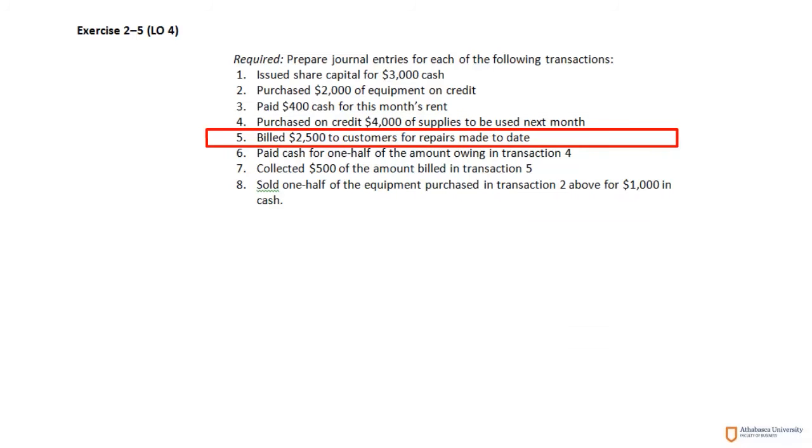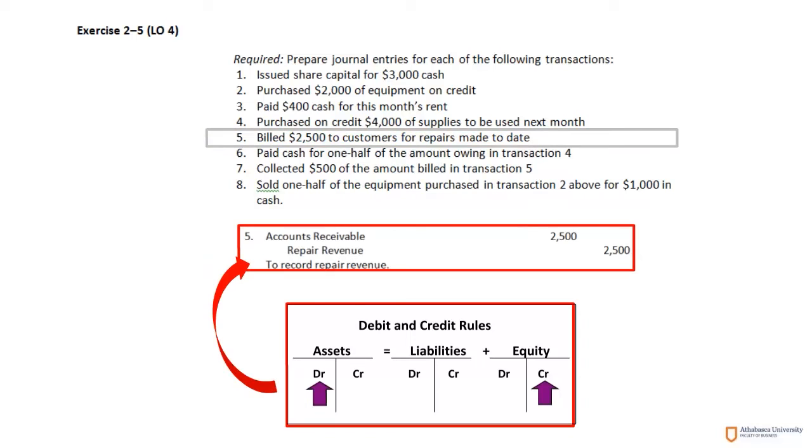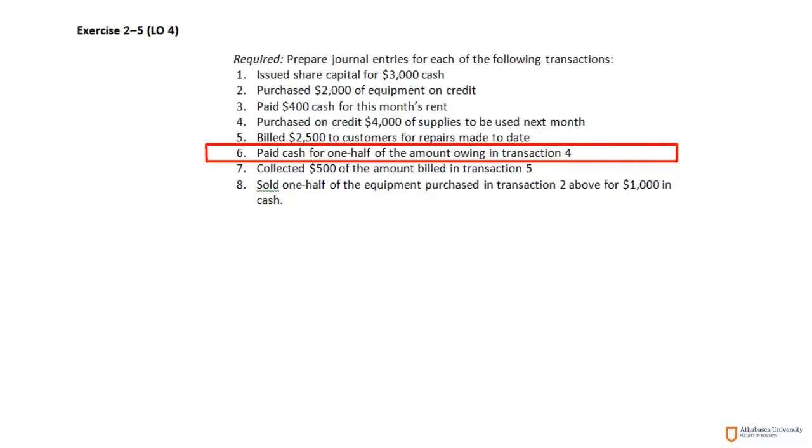In number 5, customers were billed $2,500 for repairs made to date. Accounts receivable, an asset, is increasing, and equity is increasing because of a revenue. So, accounts receivable is debited and repair revenue is credited.